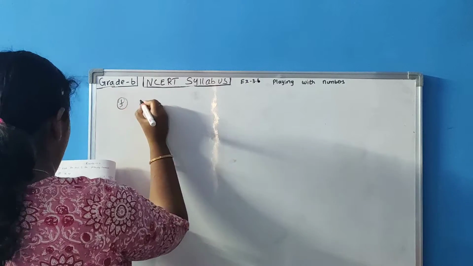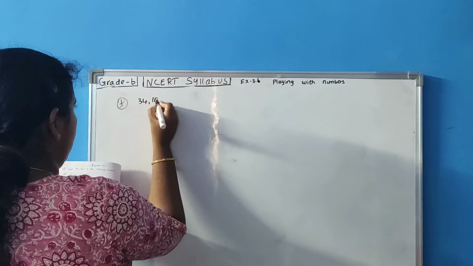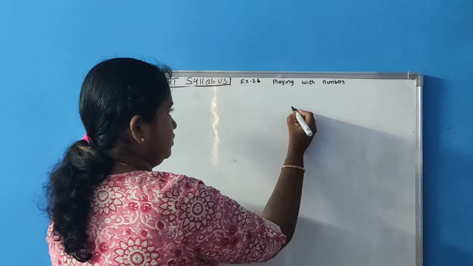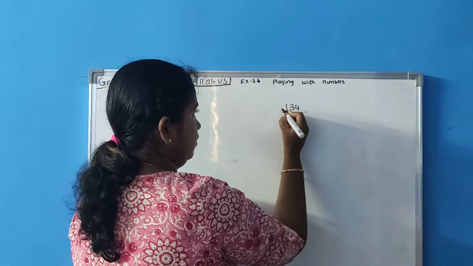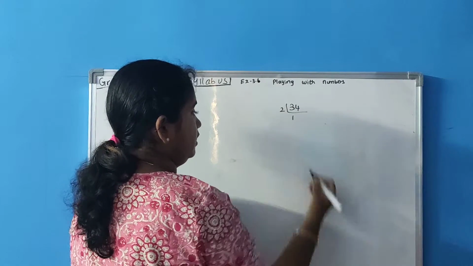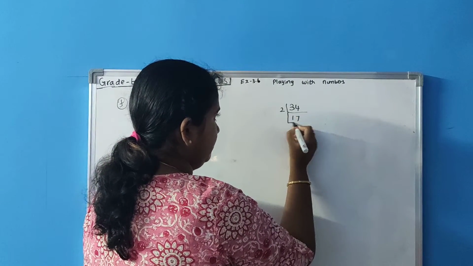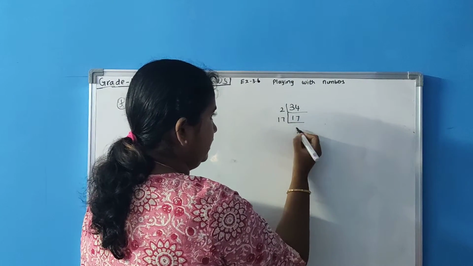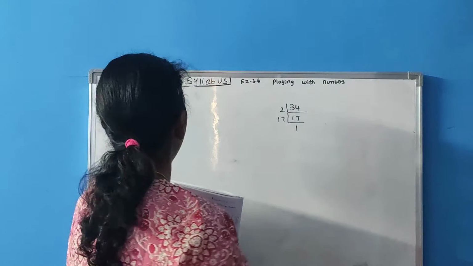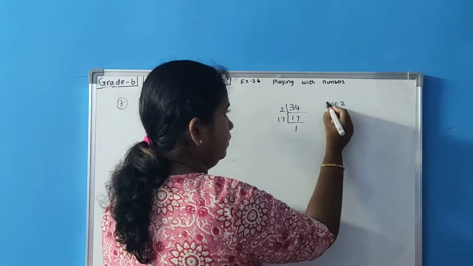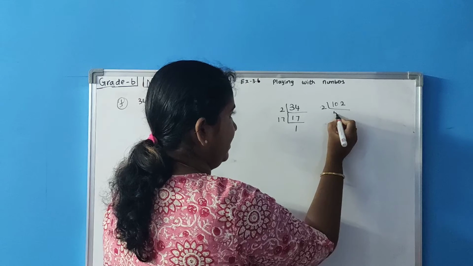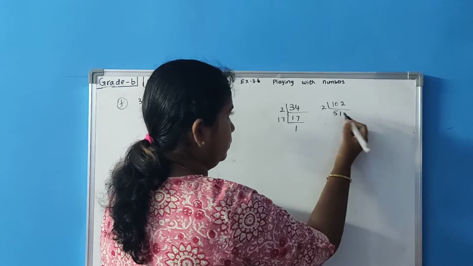F sum: 34 and 102. So find the factors of 34. 2 table: 1 2s are 2, balance 14, 7 2s are 14. 17 is a prime number, so 17 1. Next one, 102. 2: 5 2s are 10, 1 2s are 2.